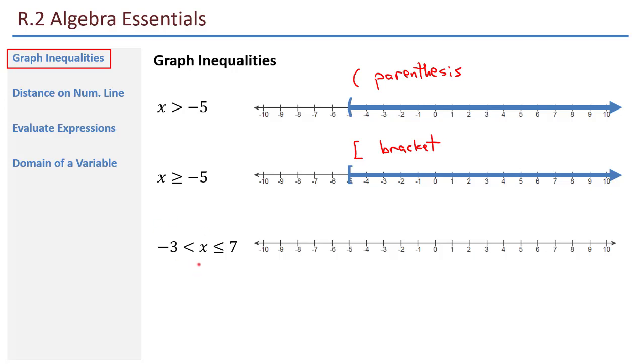Now, in this last example, x is caught between two values, -3 and +7. So we can shade in that region, but I don't want to include -3, so it gets a parenthesis, and I do want to include +7, so it gets a bracket.